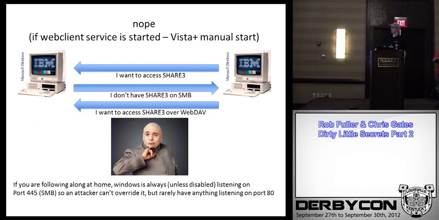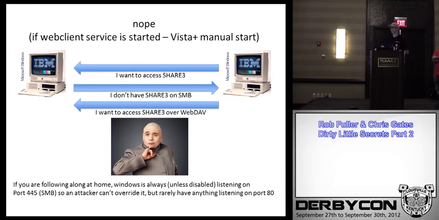It says, I want to access share 3. I don't have share 3 on SMB. Then your Windows box goes and says, hey, do you have it on web dev? Automatically. So if you're following along at home, Windows is always, unless otherwise disabled, listening on 445. So you can't really bind on 445, right? You can't say, hey, Windows box, don't listen on that, I'm going to listen on that for you as an attacker for victim one.